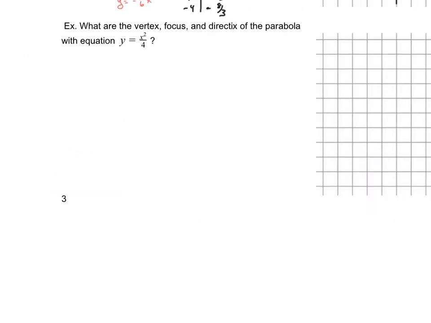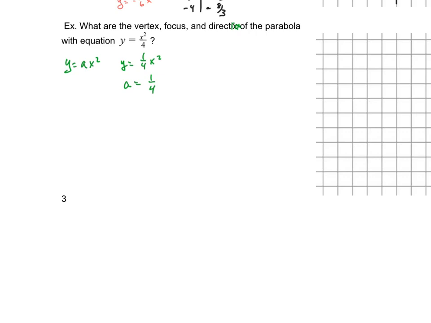Okay, moving on to the next question. It says, what are the vertex, focus, and directrix of the parabola with equation y equals x squared over 4? Let's see here. So y equals ax squared. When y equals 1/4 x squared, we know that a is going to be equal to 1/4. I'm not sure what that's going to do for us now, but that is something that we do know.